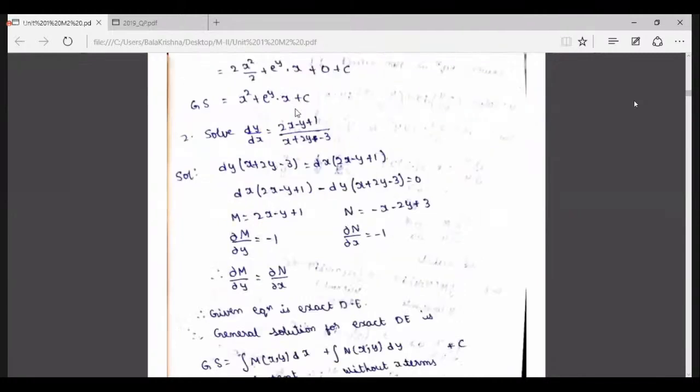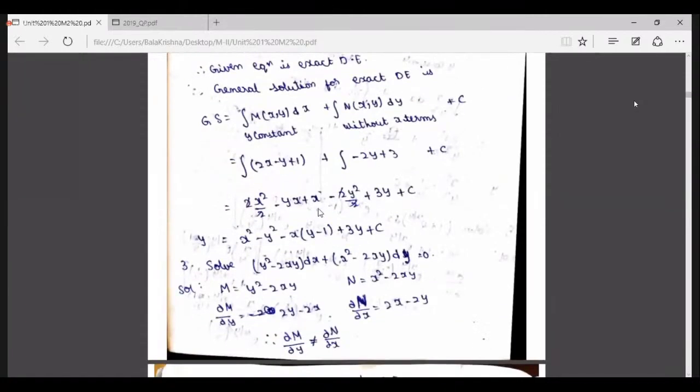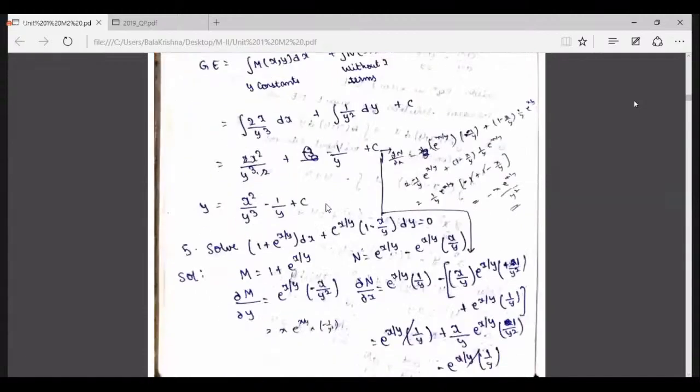So if you see the second one here, dy by dx is equal to a function is given. That means this is in the form of dy by dx is equal to f of x comma y format. So to find the solutions, you need to express that in the form of m dx plus n dy, right? This is about the exact differential equation.